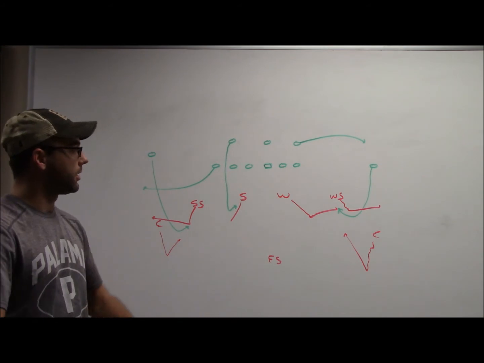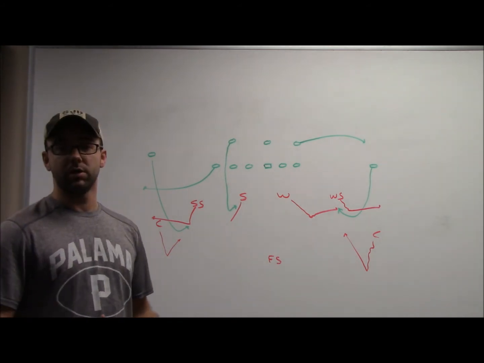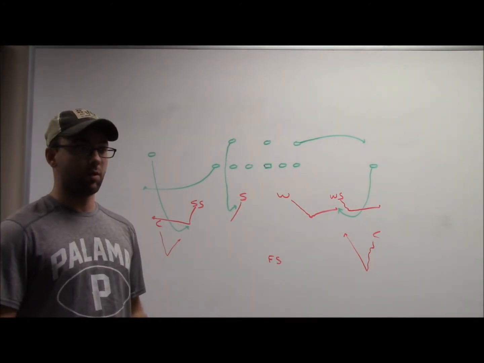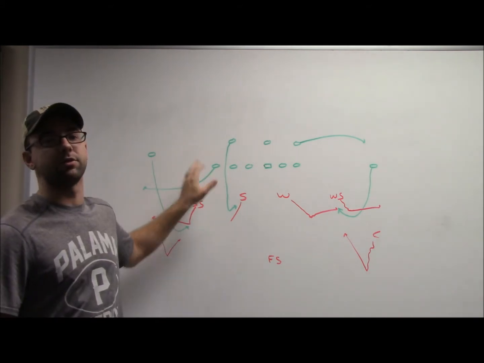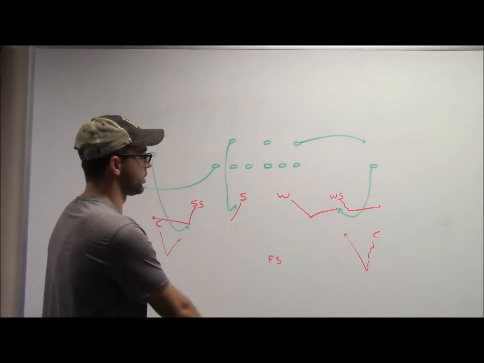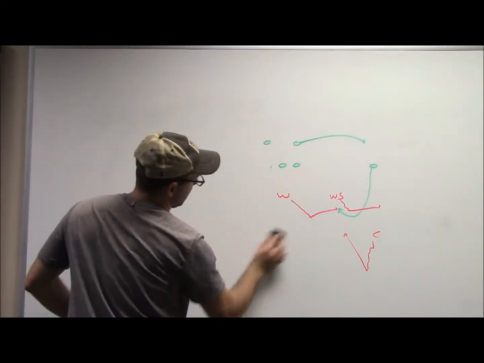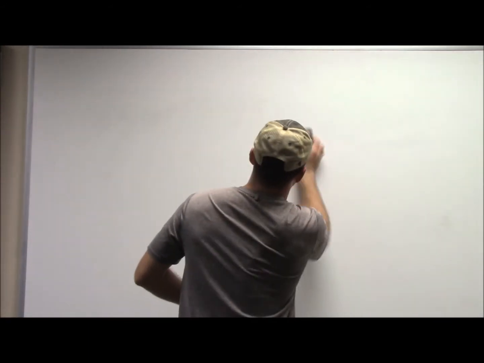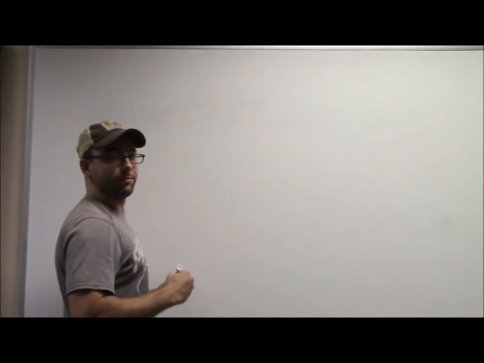So what I'm going to do now is erase this, and we're going to draw up a trips formation and show you our trips check that we use when there are already 3 receivers to this side, and we know that that's probably what's going to happen. This is the check that we're going to use. We call it push.